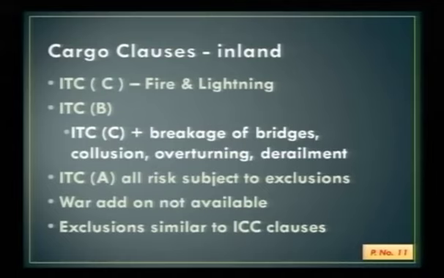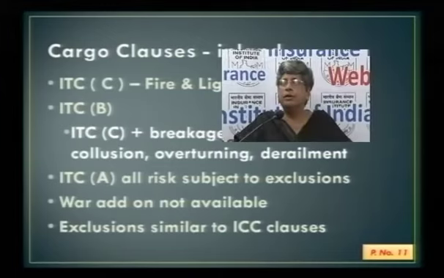ITC-B is what is the normal policy today in the market, which we call basic cover. It covers the ITC-C plus breakage of bridges, collision of two vehicles, overturning and derailment. And ITC-A is again and always subject to exclusions. War is not available for inland cargo because it is within the country, and all the exclusions that we saw in the institute cargo clauses appear as exclusions in the ITC clauses too. So these are standard exclusions common to both types of policies.